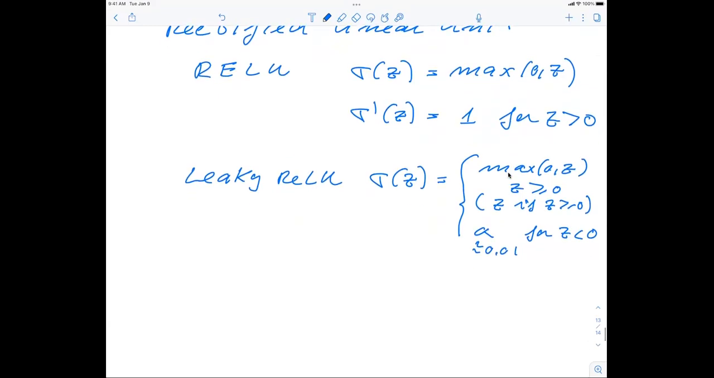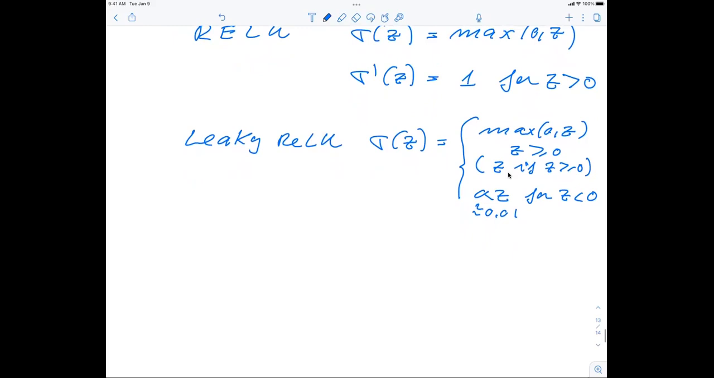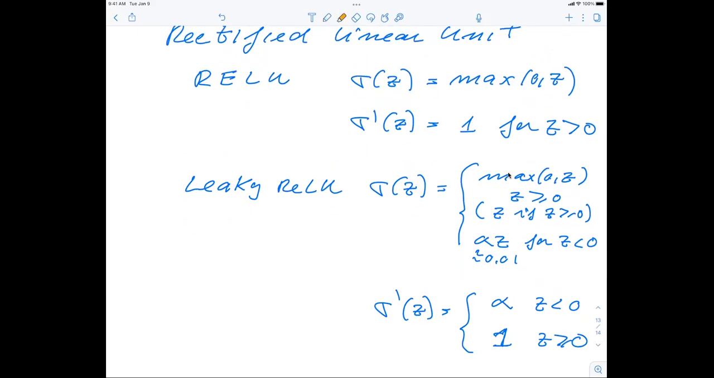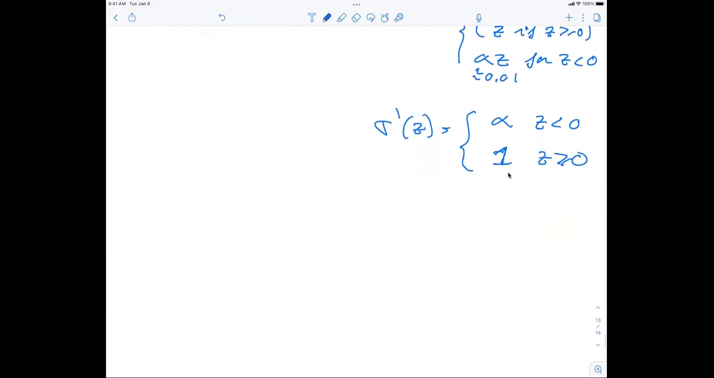That means that it's actually alpha times z. So that means that the derivative of this function is now given by this parameter alpha when z is less than 0, and 1 when z is larger or equal than 0. So here are two other functions which many people actually play around with. We also have another function which is called the exponential linear unit, and this is normally called an ELU. This is also an option.